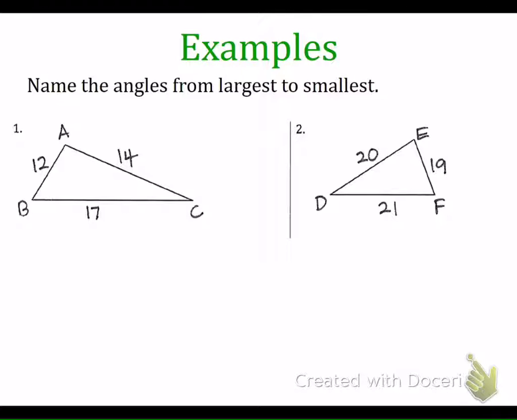So find the longest side. Which one is it? The 17. Across from the 17 would be the largest angle. So the largest angle would be angle A. Good. Then go to the next side. The next side would be the 14. So the next angle would be angle B. And then the smallest side is C, so that's the smallest angle.